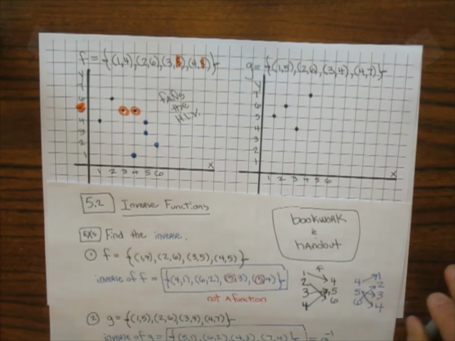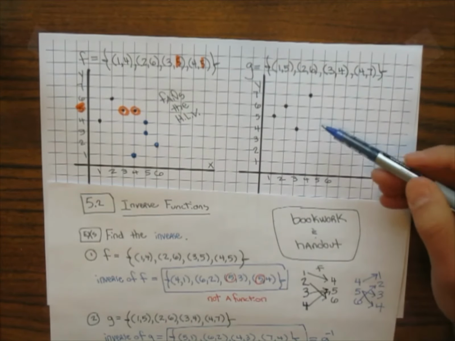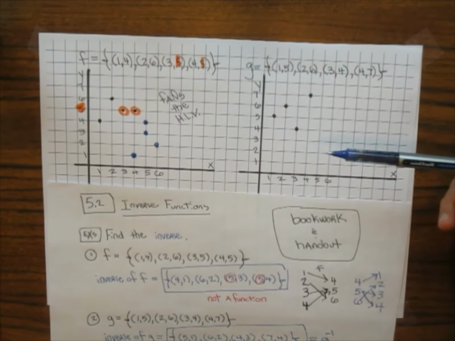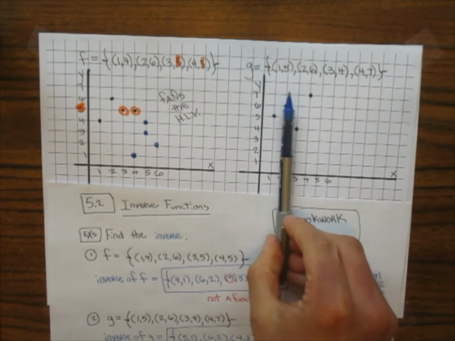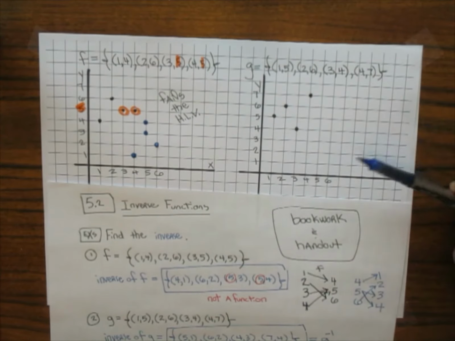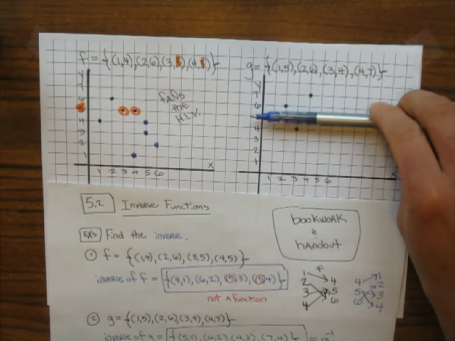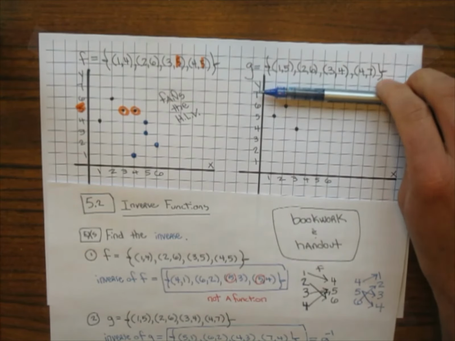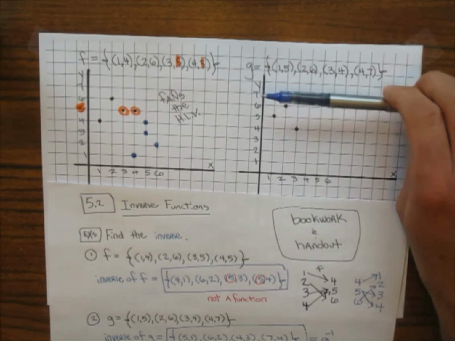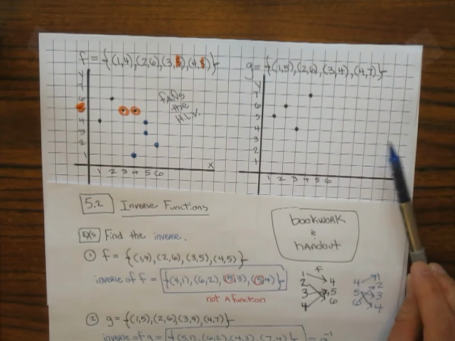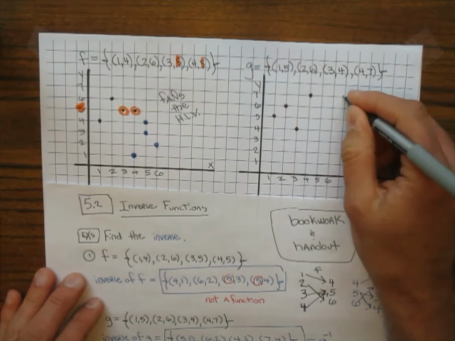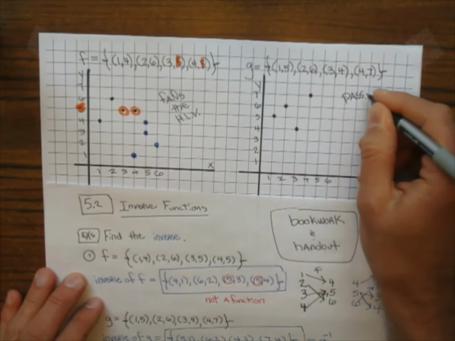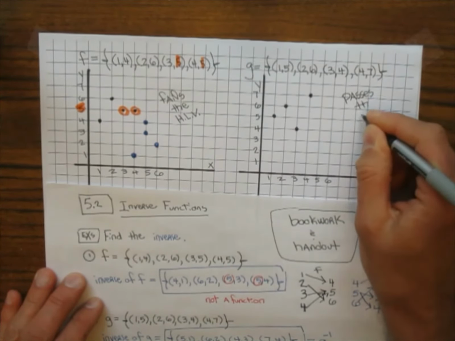Okay, this graph over here, it passes the vertical line test, which makes it a function. It also passes the horizontal line test. So the horizontal line test says the horizontal line only hits the graph one time, does not hit it more than one time. So this one passes the horizontal line test.